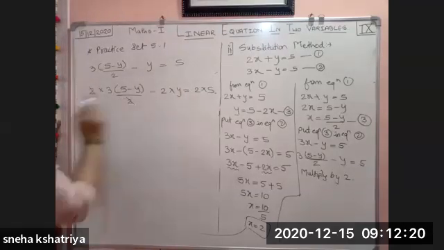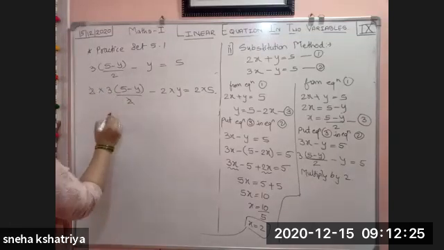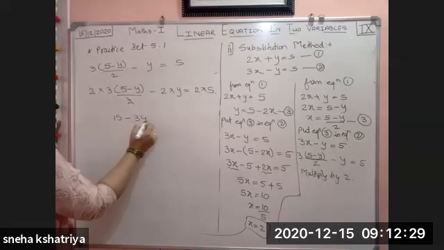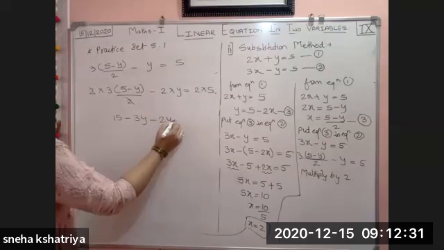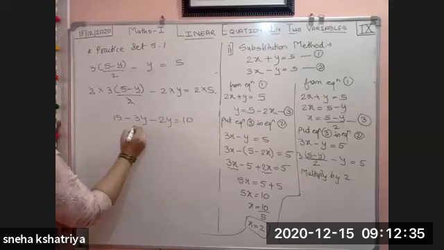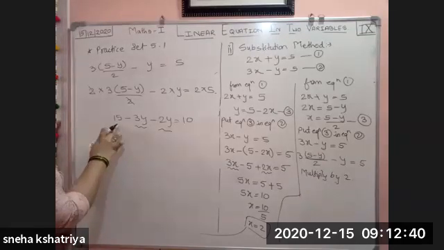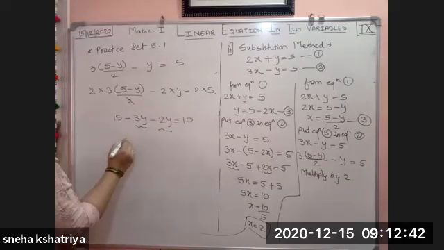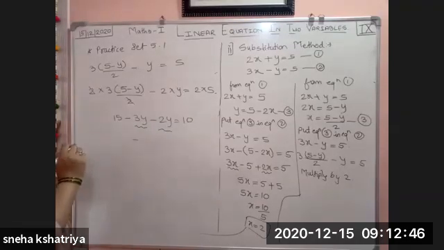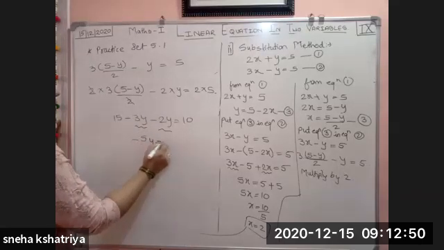So here now the 2 gets cancelled. What is remaining? Multiply by 3 in the bracket: 3 fives are 15, minus 3 into y, 3y, minus 2y, 5 twos are 10. Now see here, this is a y term, this is also a y term. Keep it here only. This is a constant number, so shift it to the right side. So minus 3y minus 2y: minus minus becomes a minus sign and add them, 3 plus 2, 5y, which is equal to 10.